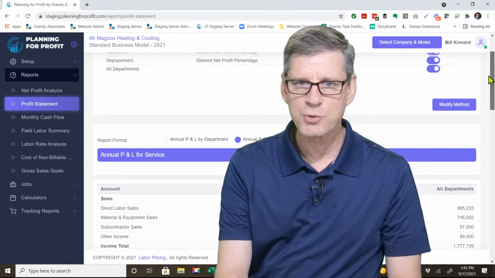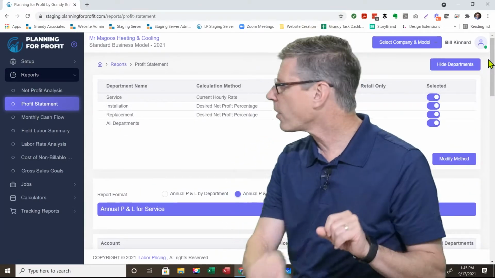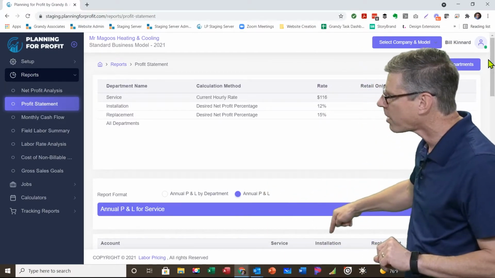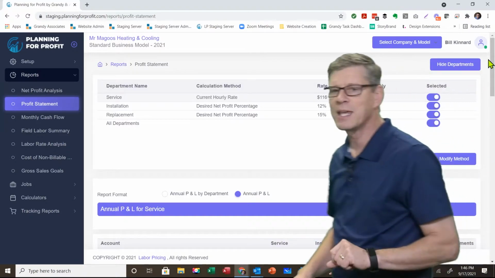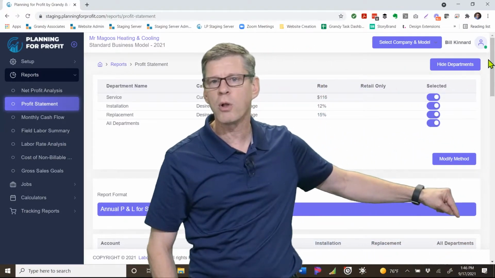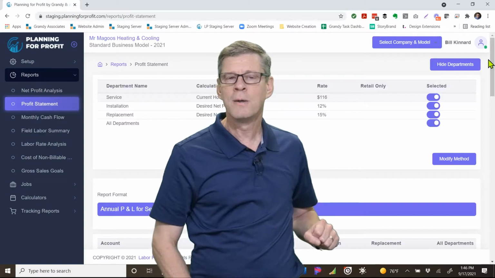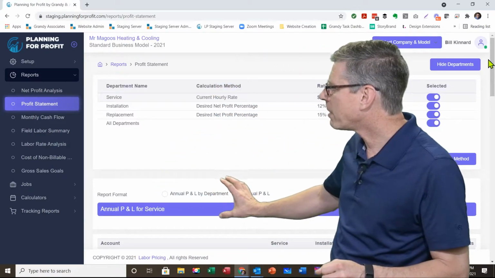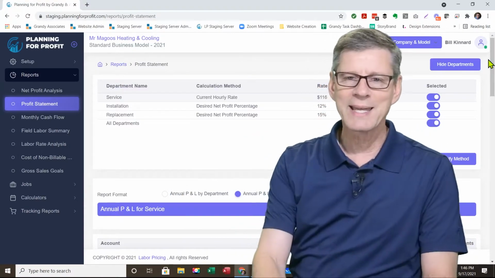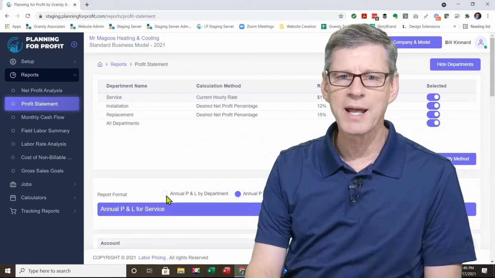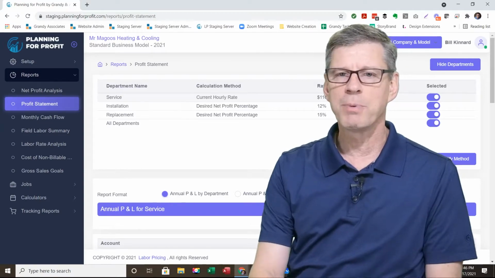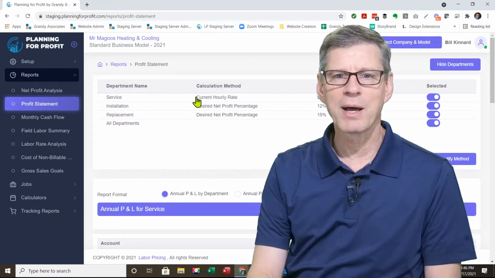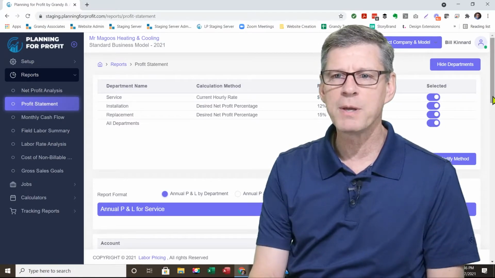First off, as I scroll up, I said that the default layout was the annual P&L. That's where it's going to stack up each individual department next to each other and give you a grand total for the company as a whole down on the bottom right. Now, if I change that to annual P&L by department, I can now see just the P&L for one given department. And whatever is highlighted at the top, so when I click on my service department, that is the P&L that I'm seeing.